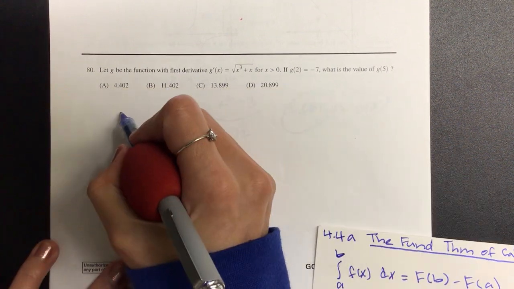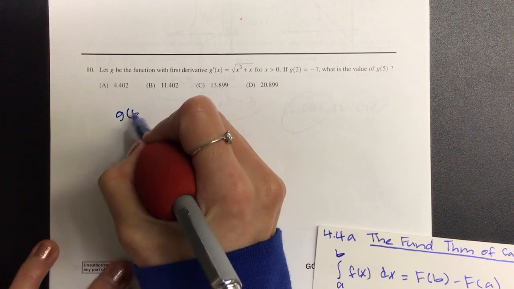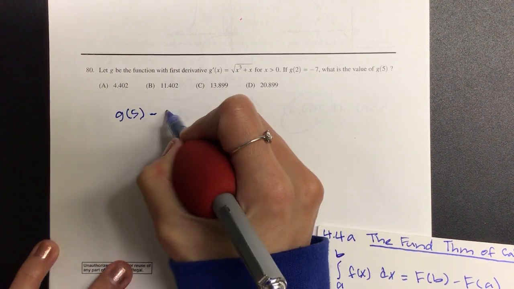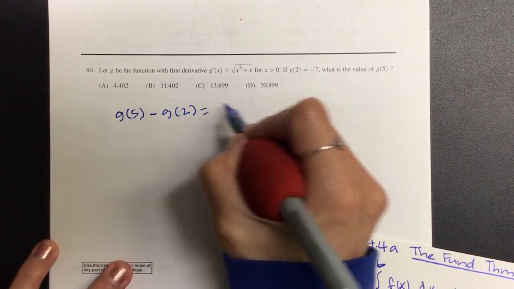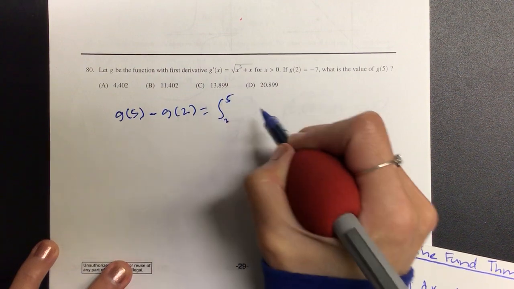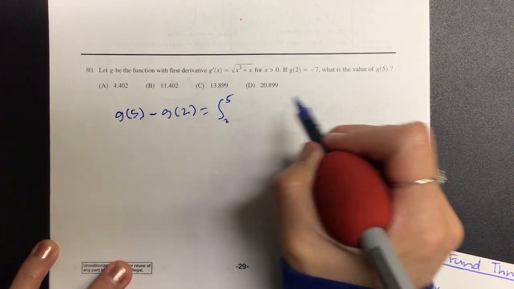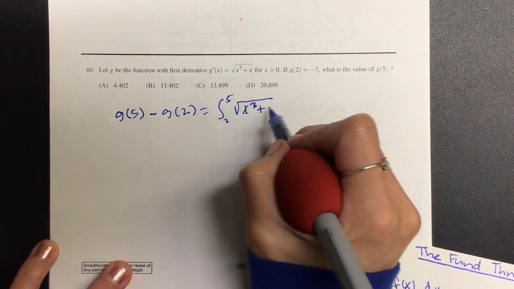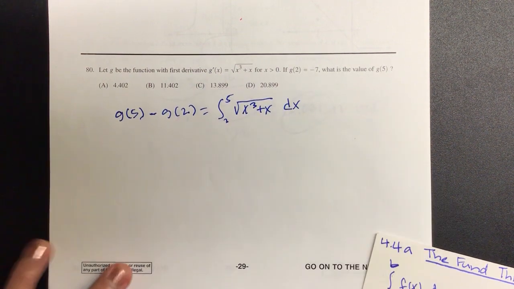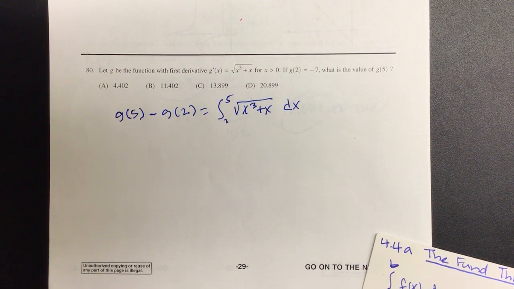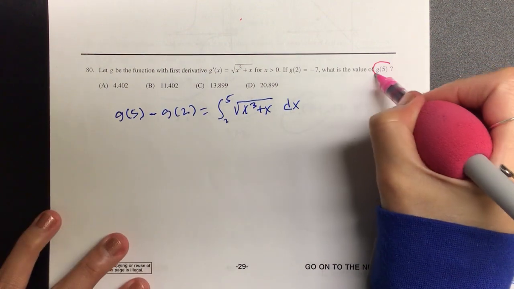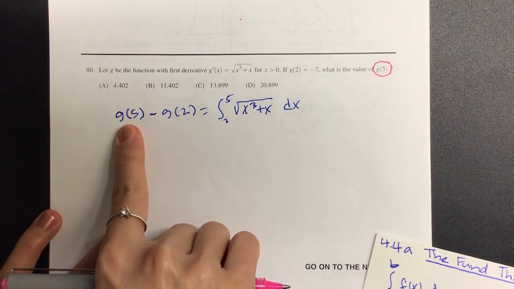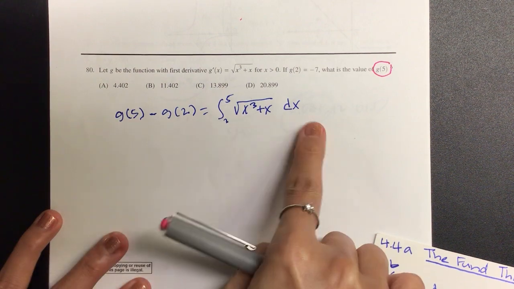So let's all write out the following. This is from the formula chart. G of 5 minus g of 2 is equal to the integral from 2 to 5 of square root of x cubed plus x dx. And then let's plug in what I know so far. We're looking for g of 5. That means I want g of 5 to be by itself, so I'm going to add g of 2 on both sides.